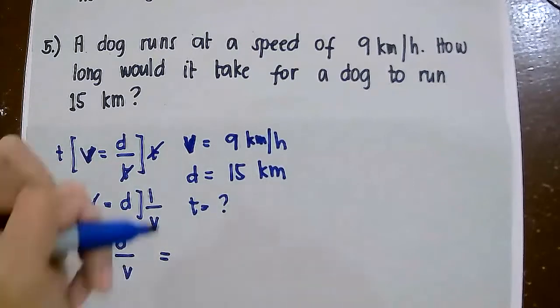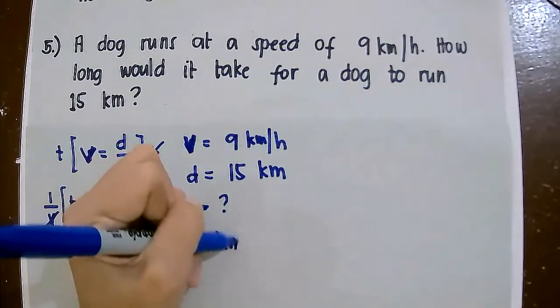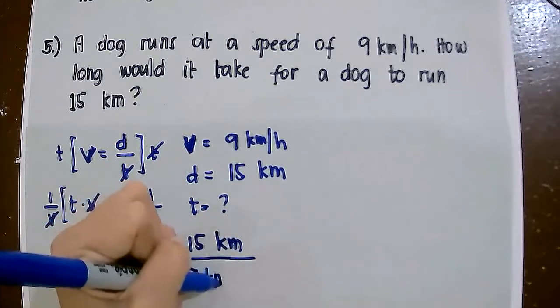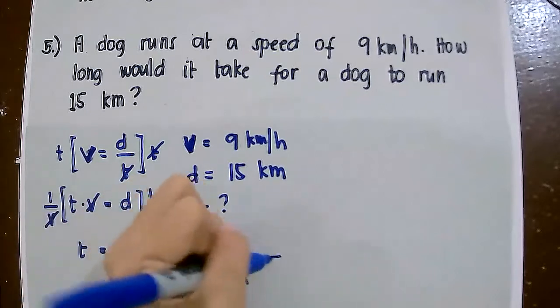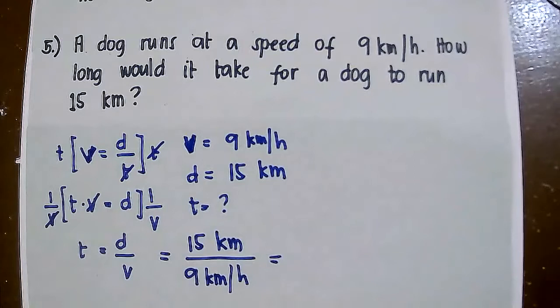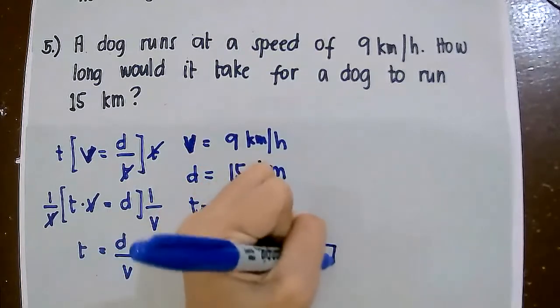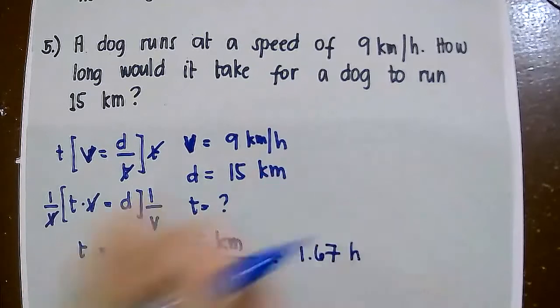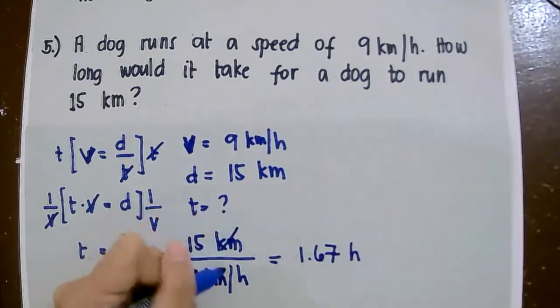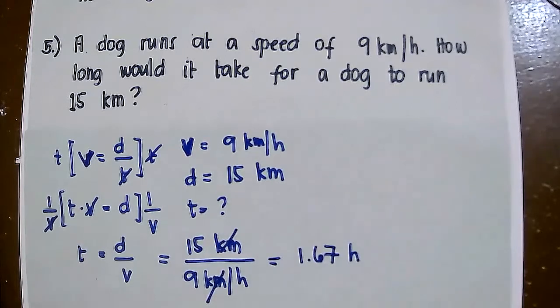Now, substitute the values. You have 15 kilometers divided by 9 kilometers per hour. Okay, so 15 divided by 9, you will get 1.67 hours. Okay, so dito si km is ma-cancel out. You will be left with 1 over h. So that is just equivalent to h, your hour. So ito na si time. Okay, so how long would it take for a dog to run 15 kilometers? It's equivalent to 1.67 hours.